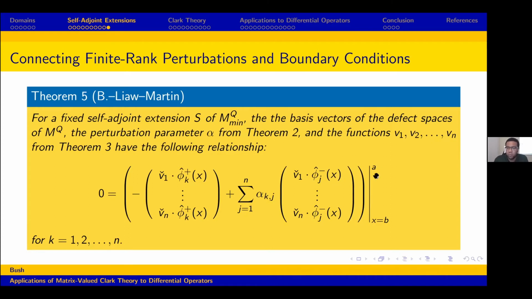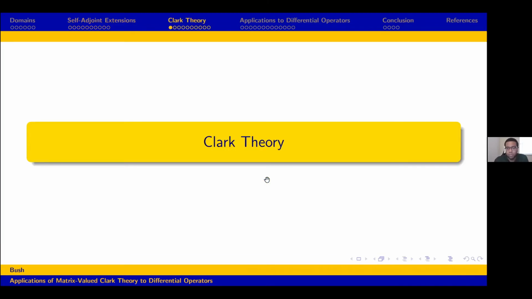So that gives us the full picture of how all three of these methods talk to each other, because now we're evaluating at one endpoint and the other endpoint of the interval we care about. So we have boundary conditions in a sense. This is kind of tying all three together. This is what we get. Okay, so we have now a translation between all the ways to talk about self-adjoint extensions, which brings us to the other half of the work, which is Clark theory.